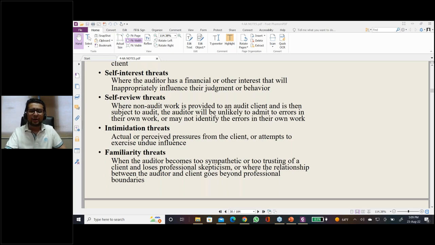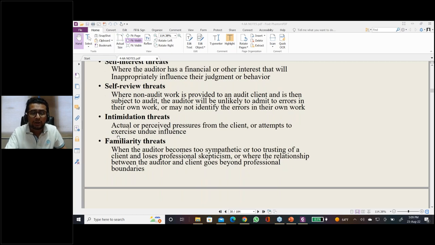Why is self-review threat important? Because the auditor will be unlikely to admit the errors, or they might not be able to identify the errors at all. Number four, intimidation threat. This could be an actual or a perceived pressure from the client. They might try to influence the auditor, undue influence. They might try to exercise undue pressure. So this is what we call intimidation threat. Last but surely not the least, familiarity threat. Familiarity threat means the auditor becomes too sympathetic or too trusting of a client because of a family relationship or any other reason. We call it familiarity threat.